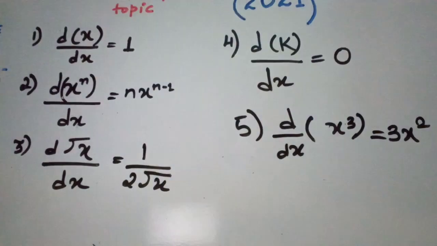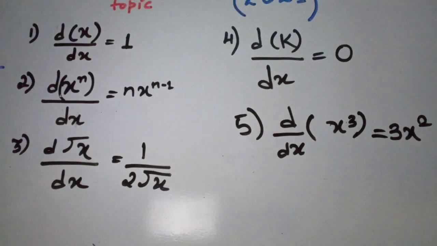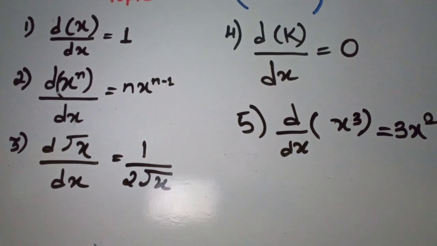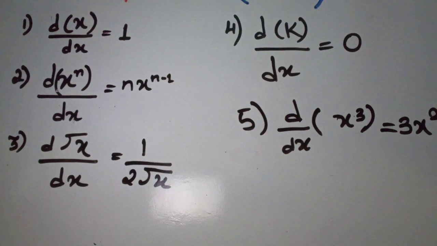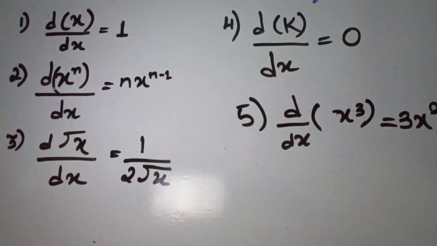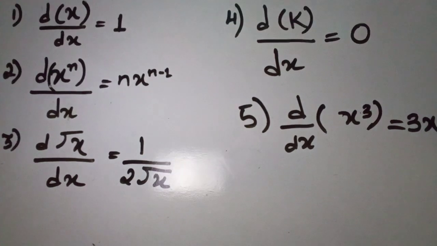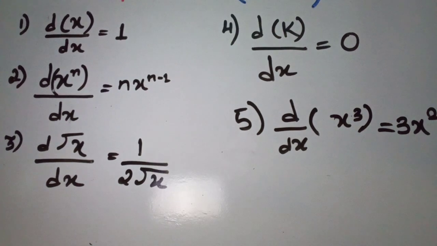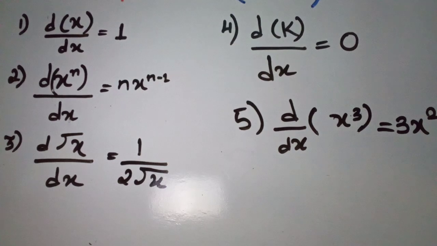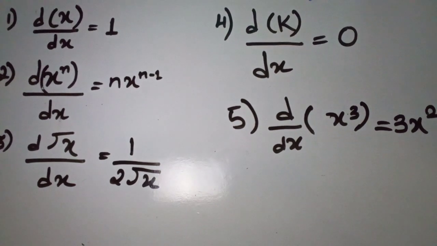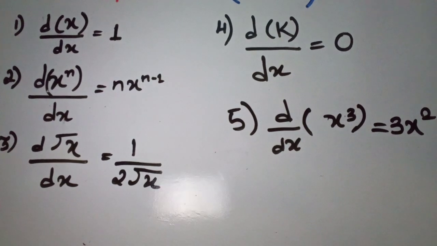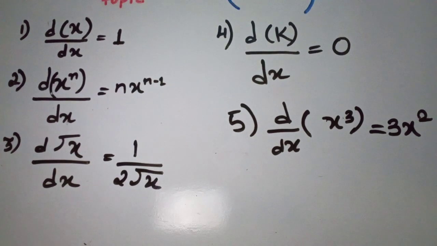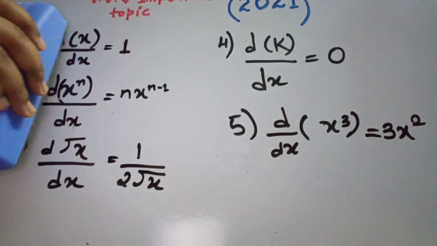Next, if we move further to our fourth point, d by dx of k. Here k is not any variable, k stands for a constant. Always remember that the derivative of a constant is 0. Fifth question, d by dx of x cube. The derivative of x cube is 3x square.